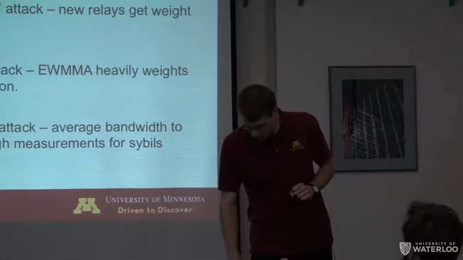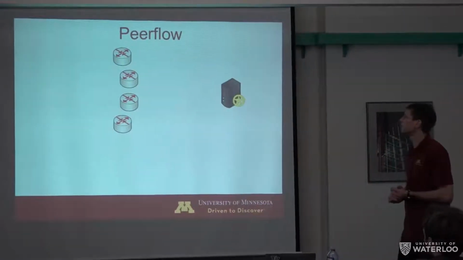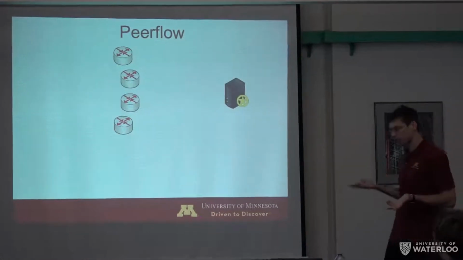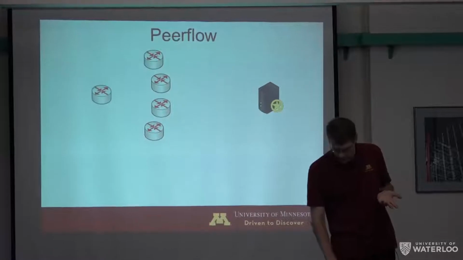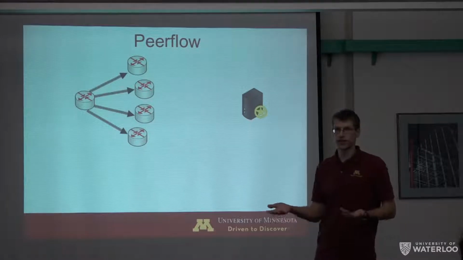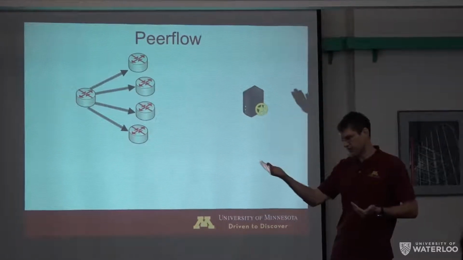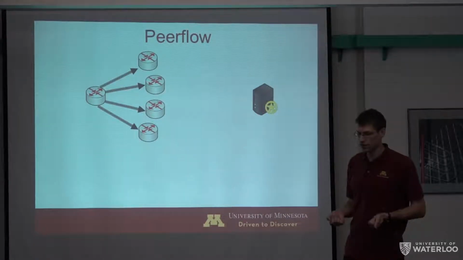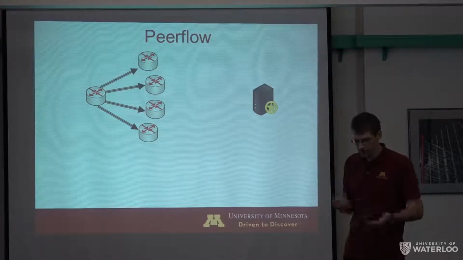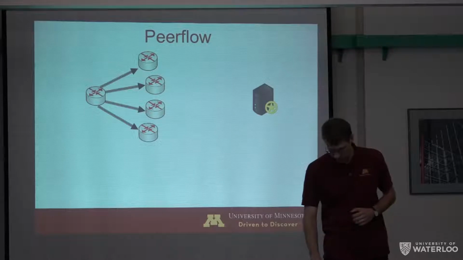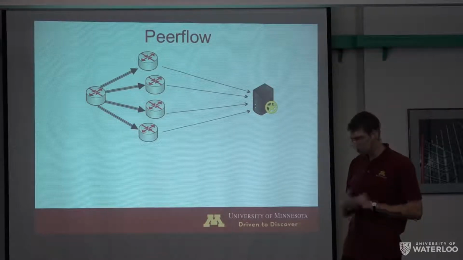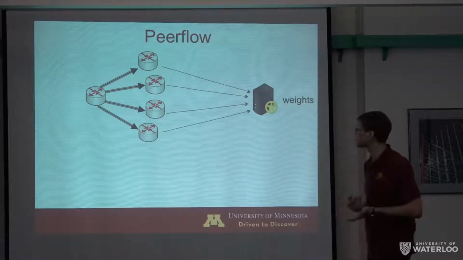Okay, so we wanted to build a system which would avoid some of these problems. So we have Peerflow, and the idea is going to be similar to EigenSpeed in that there will be opportunistic measurement of relays by every other relay. Okay, so every relay is going to pay attention to what happens with other relays and somehow contribute to an estimate of the capacity, or what the weight should be, of each relay. They'll report these numbers to the directory authorities, and the directory authorities will take those numbers and produce weights.